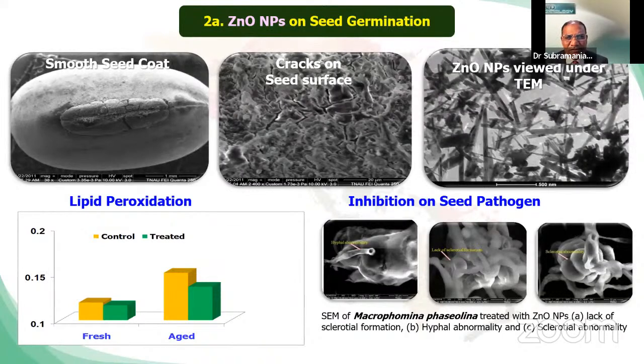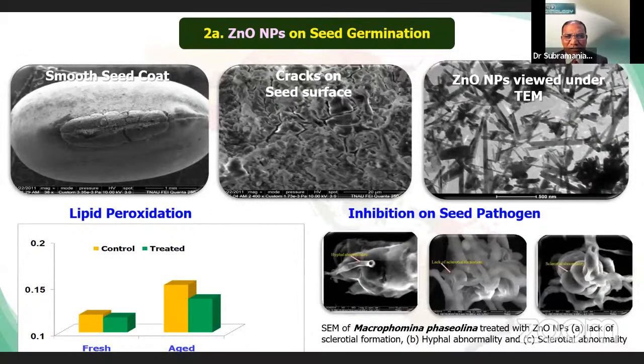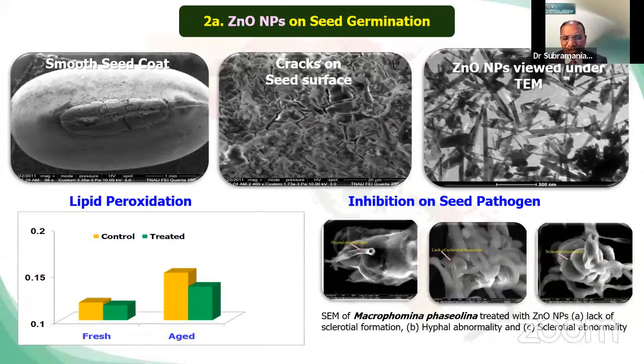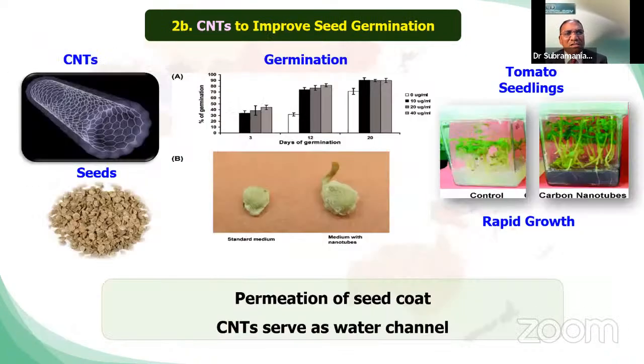Another unique advantage of zinc oxide nanoparticle is it kills most of the seed-borne pathogens. And you could see Macrophomina phaseolina, which is totally wiped out when we look at the scanning electron microscope. You could see the distortion of mycelial growth on the surface of the seed. Again, there is an advantage that zinc oxide can improve the germination. Next.